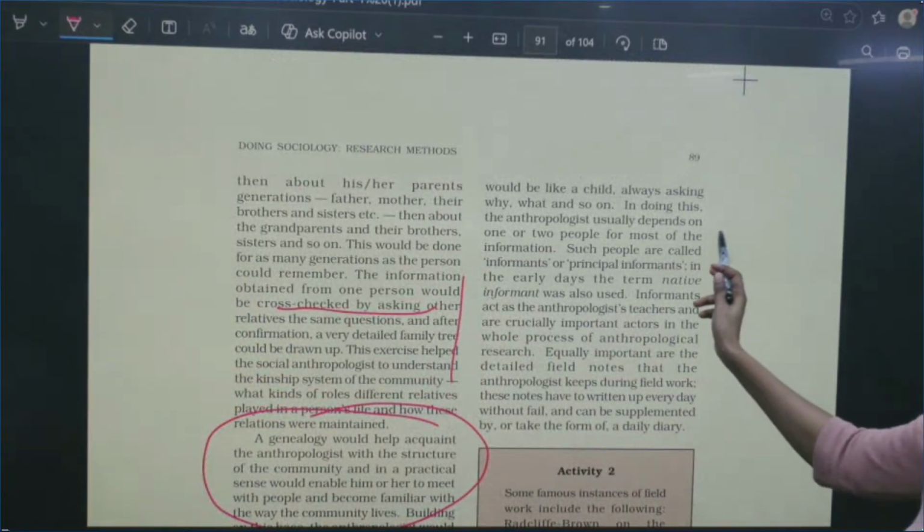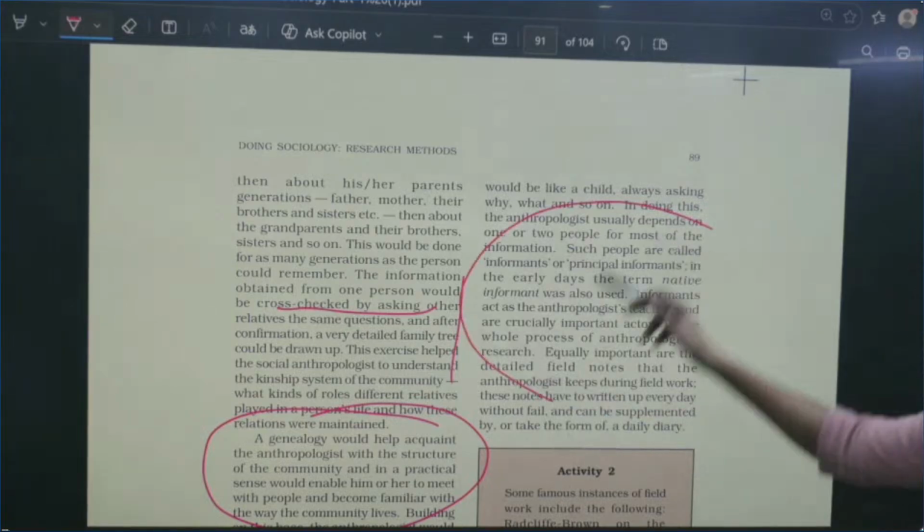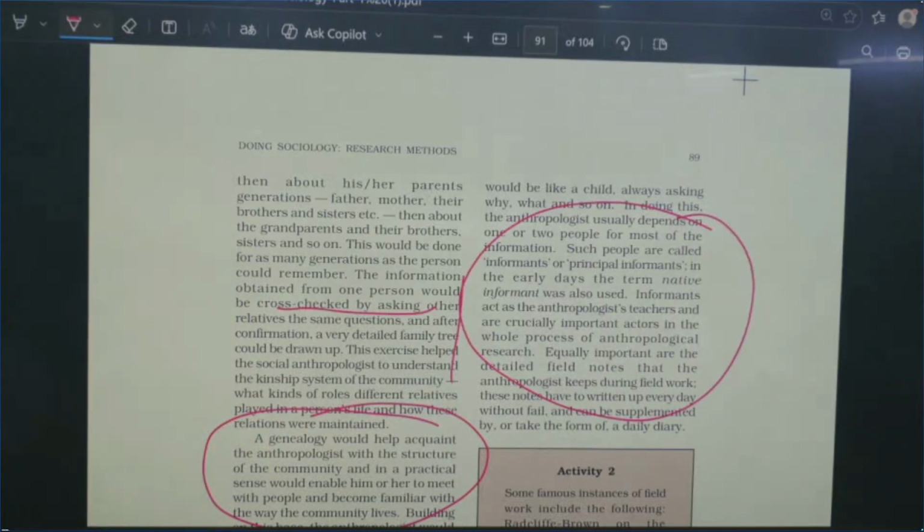Okay, so such people are called informants. Who are the informants? Those we are having conversation with. Such people are called informants or principal informants. In the early days, the term native informant was also used. Informants act as the answer, or you can get a question to define informants.